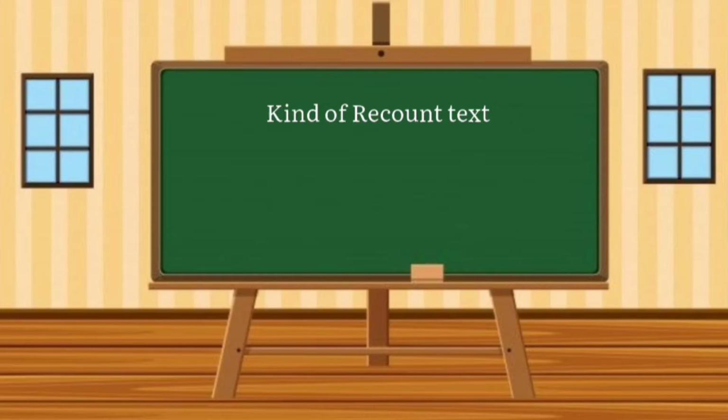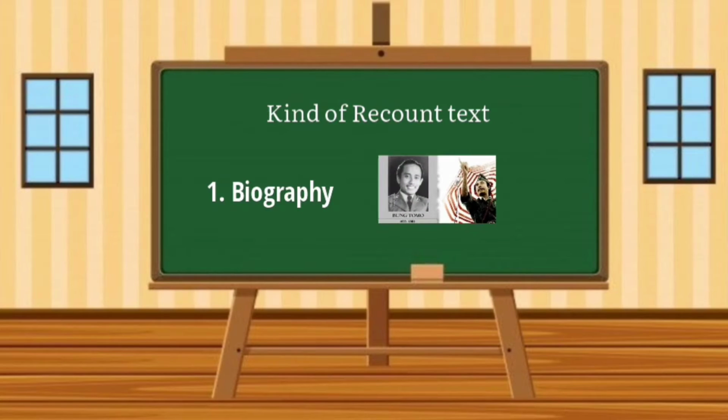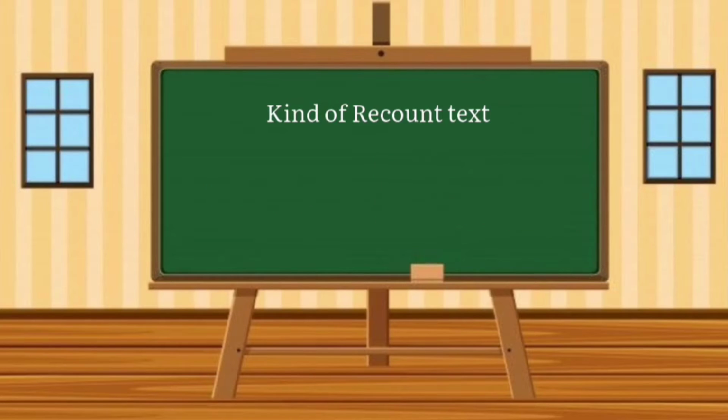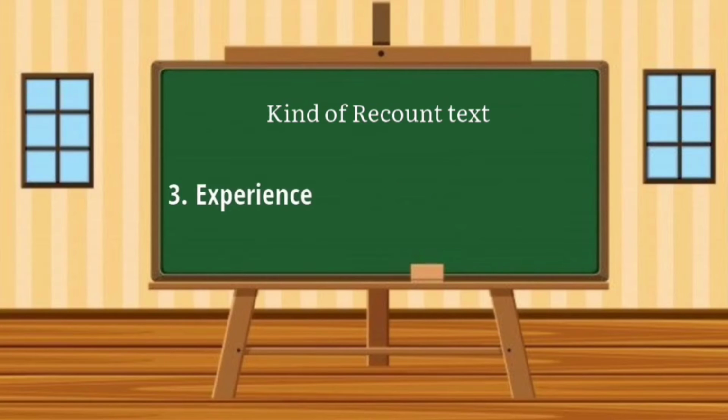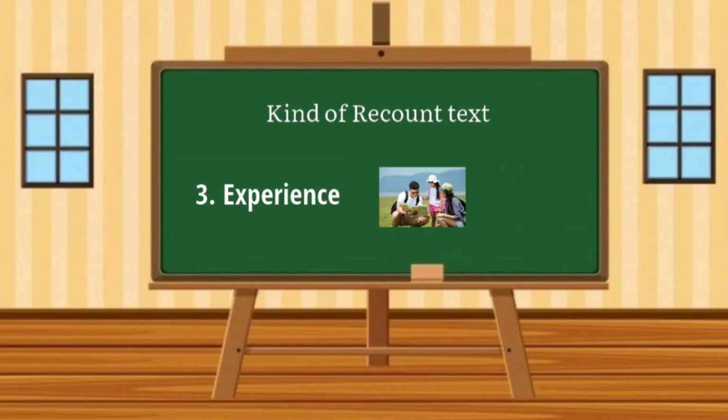The first is biography. It tells about the biography of certain characters, such as national figures, presidents, or other famous figures. Second, historical recount. It tells historical events that happened in the past. For example, the history of Rengasdengklok. The last is experience. It tells about your personal experience, such as the story of your holiday, your experience when you visited the museum, and so on.